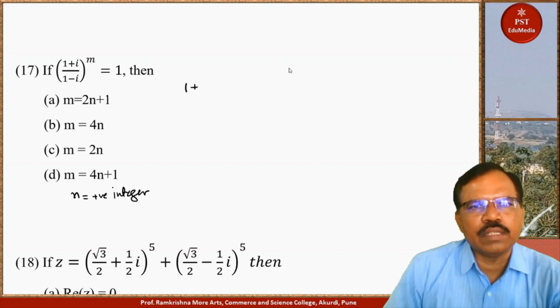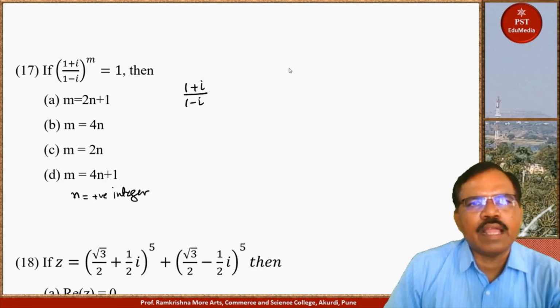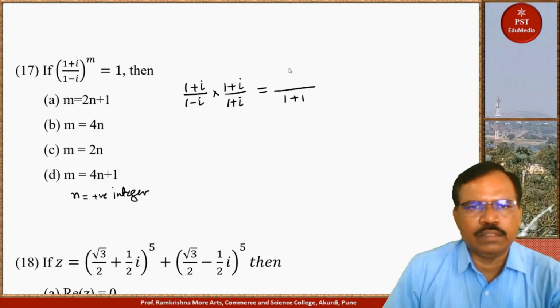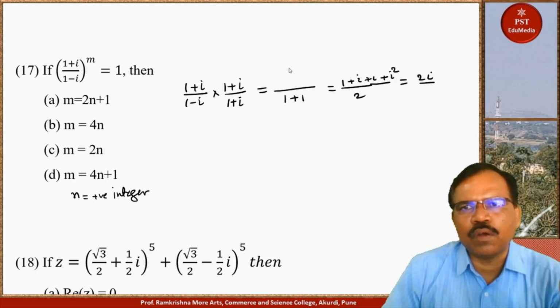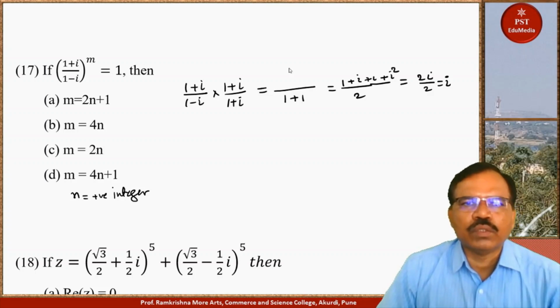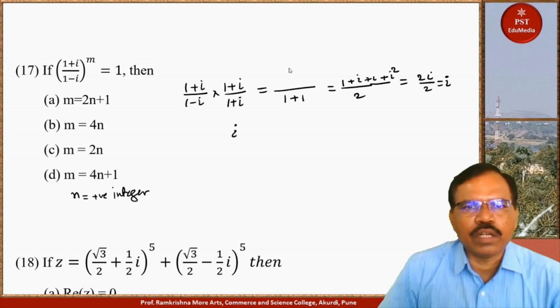Now we will take here 1 plus i upon 1 minus i and multiply it by complex conjugate of the denominator. So we get here 1 plus 1, that is 2. And here 1 plus 1 into 1, that is 1, plus 1 into i, plus i into 1, i into i, that is i square, so plus i square. So we'll get this as 2i upon 2, so this is i. So here we got this one i, and then i raised to m is equal to 1.